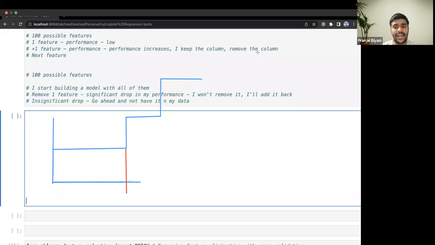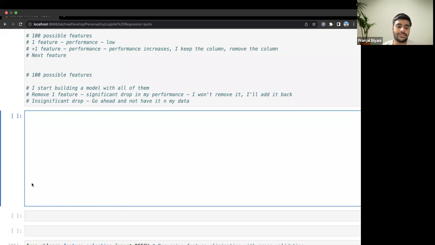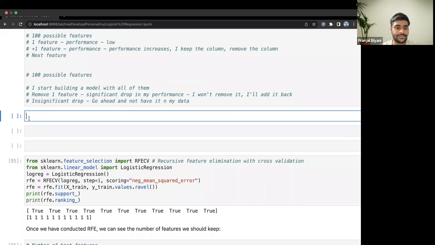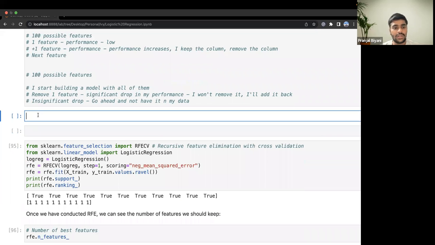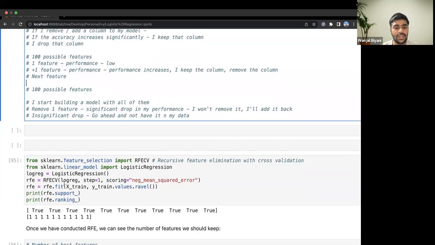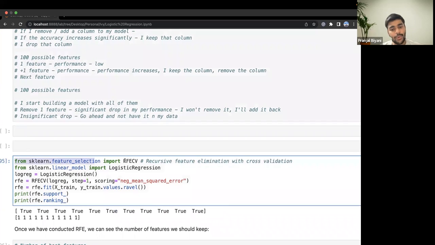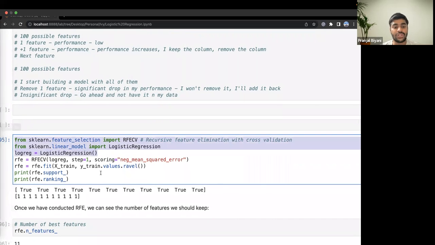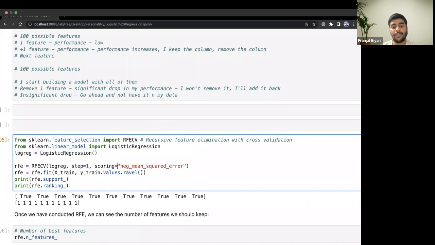So you can cross validate with performance of the model also. Is that clear? Pratim? Yeah? Okay. We import the library, recursive feature elimination with cross validation. We import the model that we are going to use, right? We are going to initialize the model that we are going to use. Then scoring is equal to negative mean squared error. This is how we are going to check the performance of the model, right?